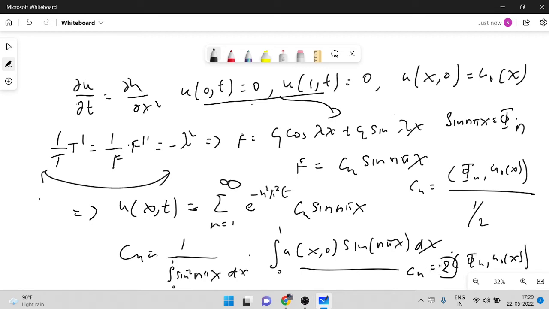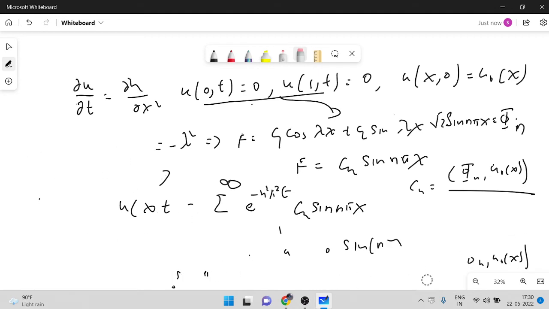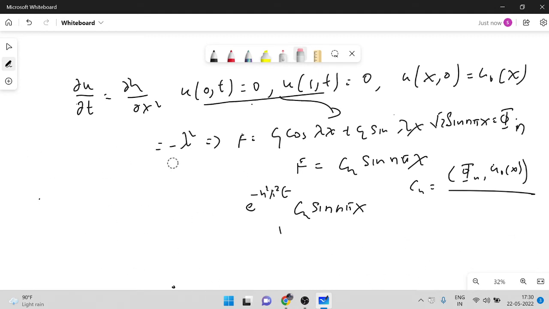You can basically remove this 2 by defining your phi n to be root 2 sin n pi x. If you take root 2 sin, things will get cancelled and you will just get this particular expression. Your Cn will be the integral of phi n u0 of x dx, times phi n. So finally, I'll just simplify and write the solution of the PDE once.